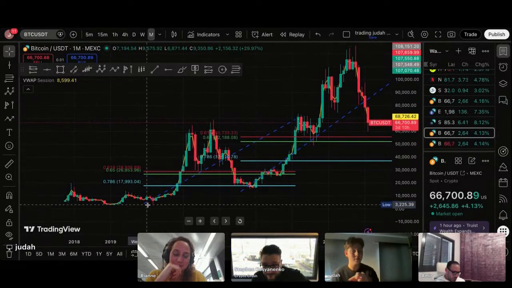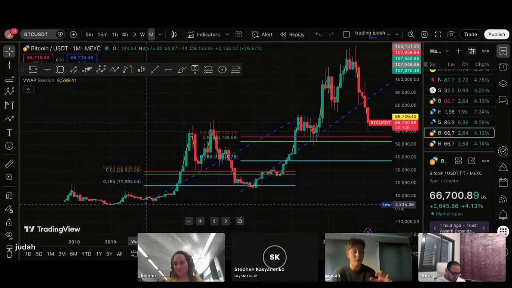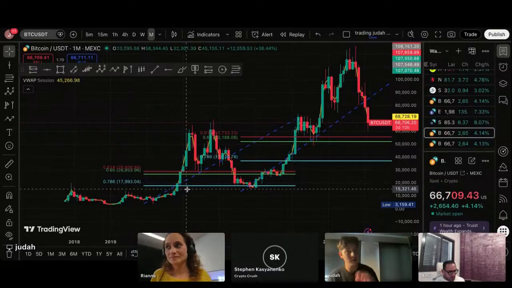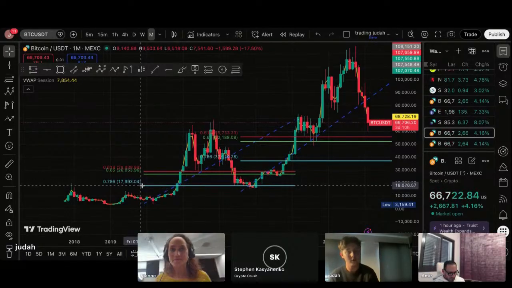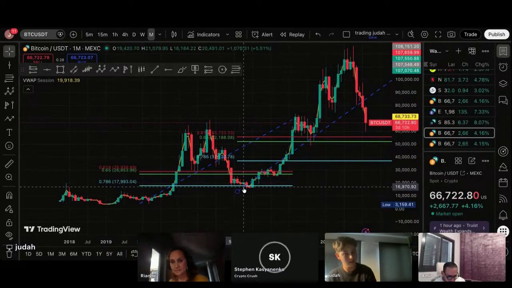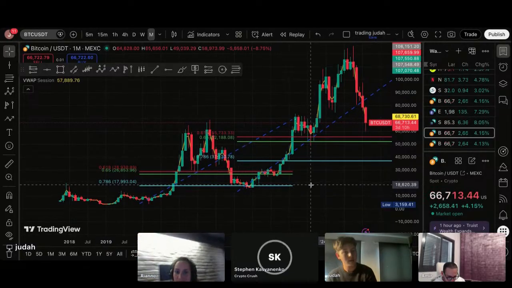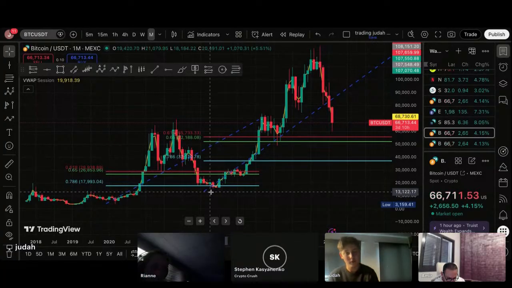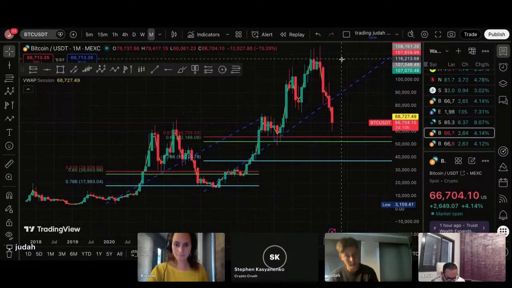Draw it from the previous cycle, from the bear market bottom to the bull market top. Where does the bottom come in? The bottom comes in at the 0.786. See? 0.786. The bottom comes in here. Now I just did the same thing from the Bitcoin bottom to the Bitcoin top.